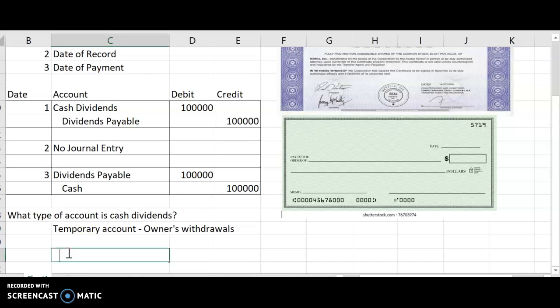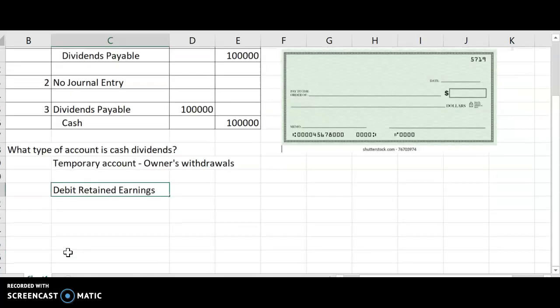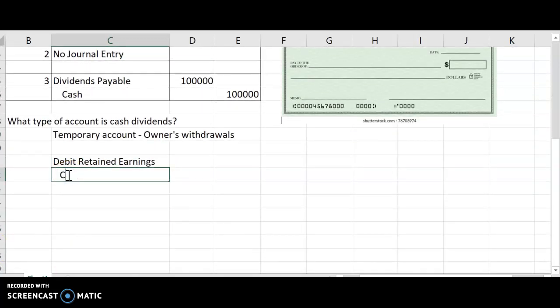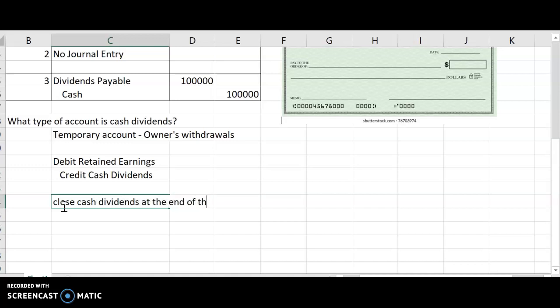So you're going to debit retained earnings, and you're going to credit cash dividends, and this is how you close cash dividends at the end of the period. And the reason that I'm showing you this is because I want to show you the effect that cash dividends has on retained earnings.